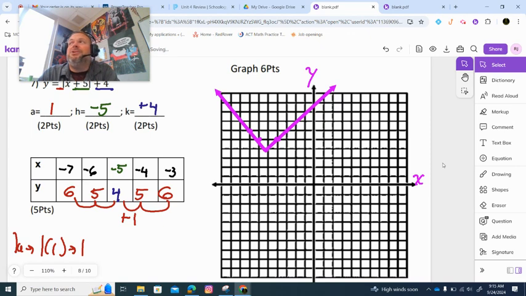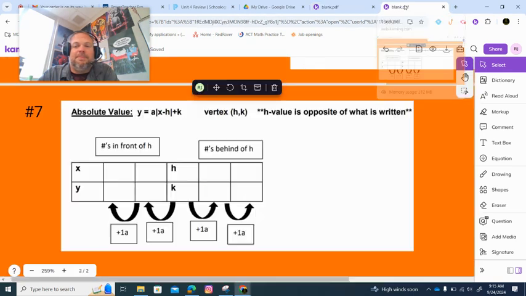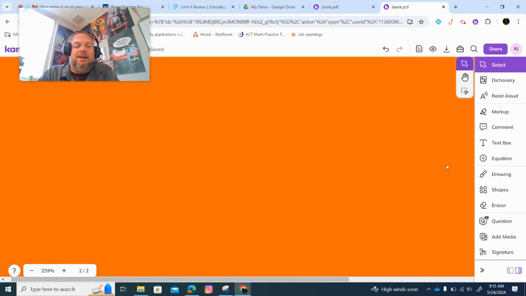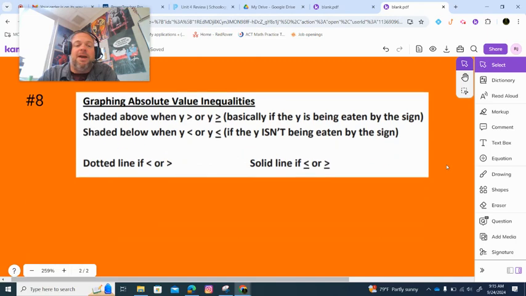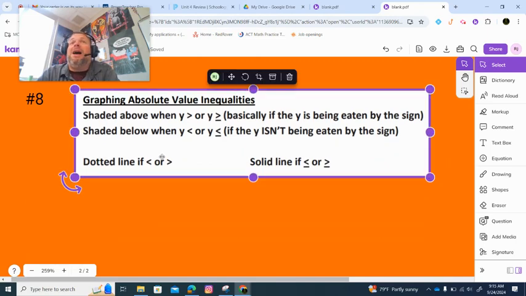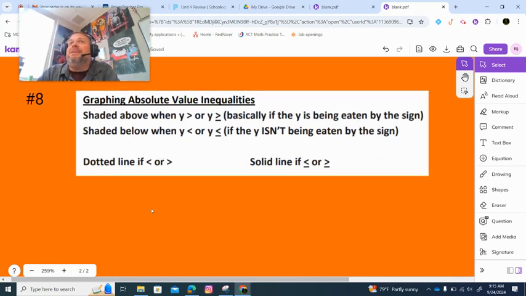Now, if you have issues graphing, you may want to take some notes about how to graph and put them on your orange sheet. Okay? On number 8, wow, I wrote down the thing that we've seen 3 times this semester.